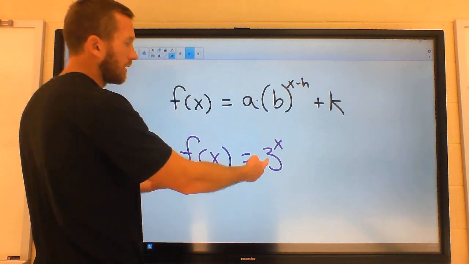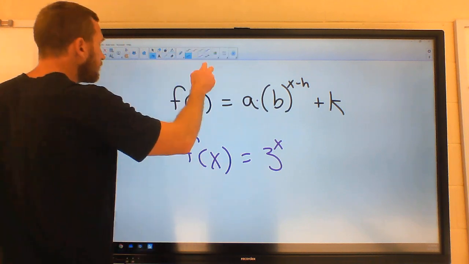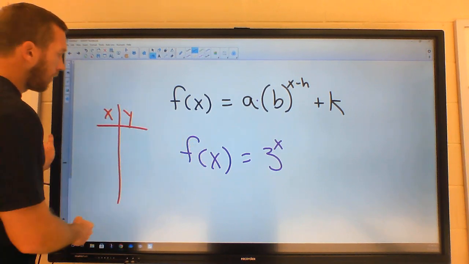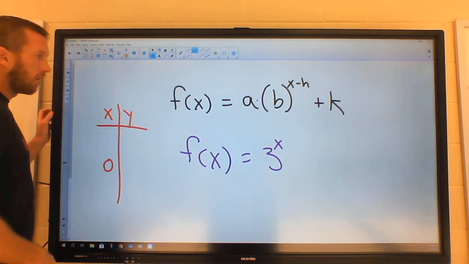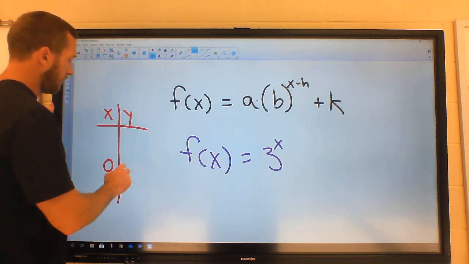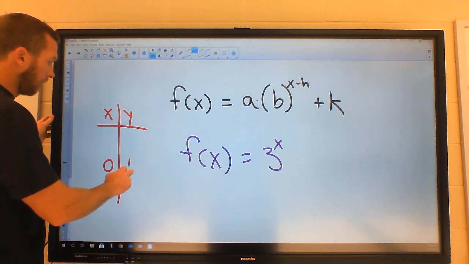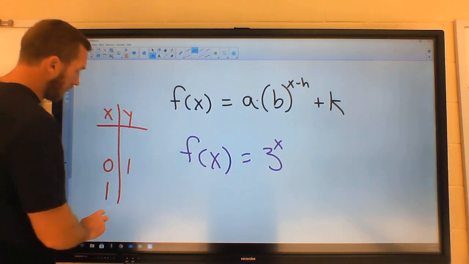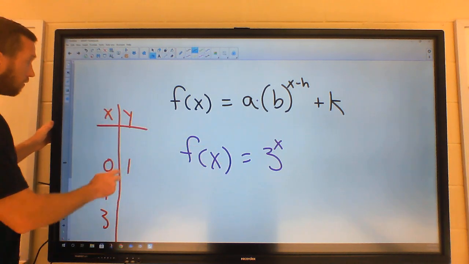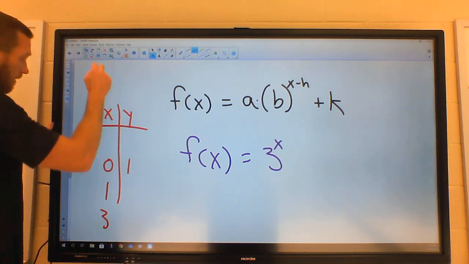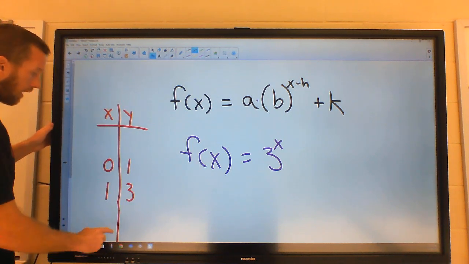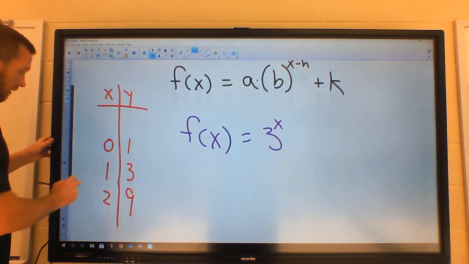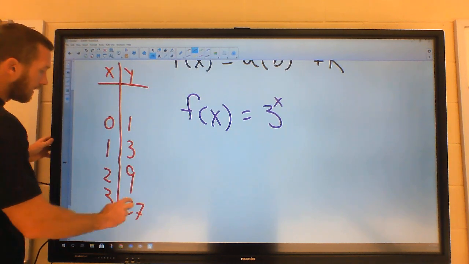And this is a basic, simple example of that, where if we were to make a t-chart of x and y, we could start with x equals 0, and we just do 3 to the 0th power. Okay, so 3 to the 0th is 1. We could find x equals 1, so 3 to the 1st is 3. I can find x equals 2. 3 squared would be 9. 3 to the 3rd would be 27, and so on and so forth.